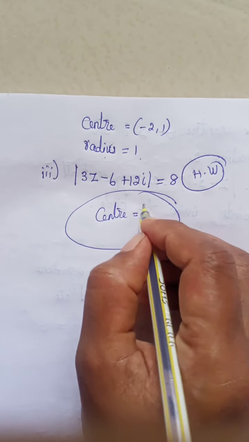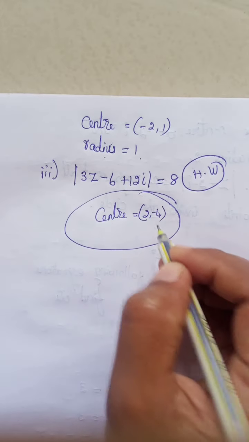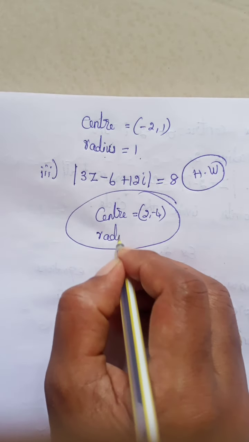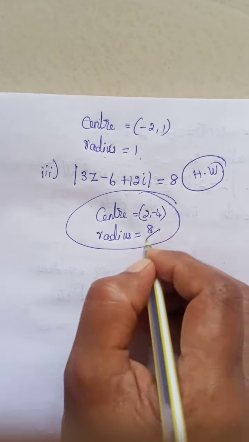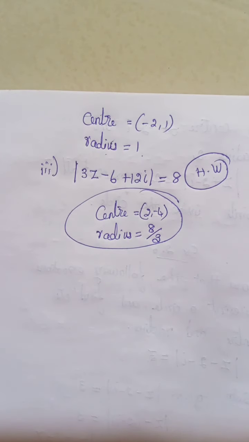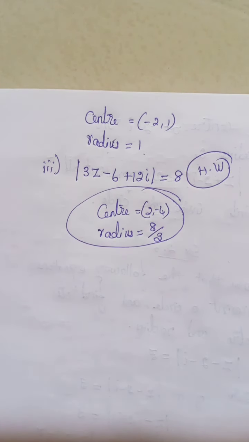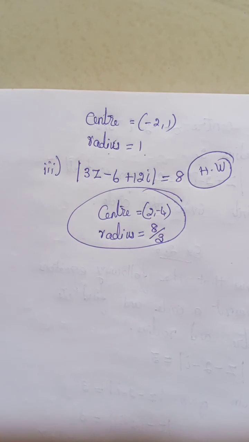Center is equal to 2 comma minus 4 and the radius is equal to 8 by 3. Simple problem only, no? Only one homework I have given. Complete it. Okay.